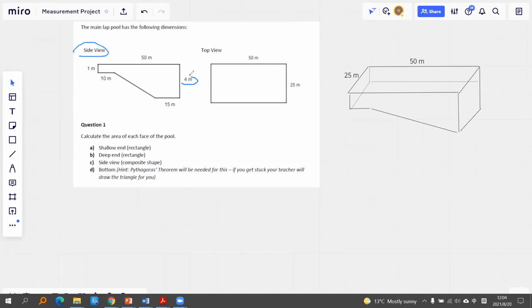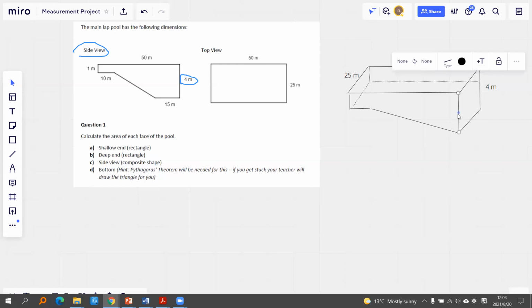For the deep side is 4 meter. So we can just write 4 meter here somewhere. Yeah, 4 meter is the dips. And for that side, this side is also 4 meters, right?